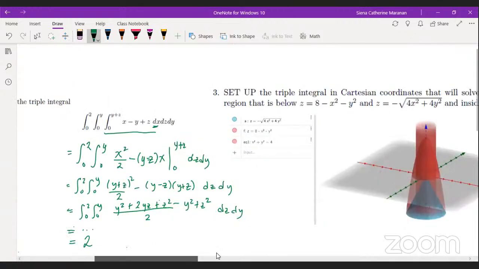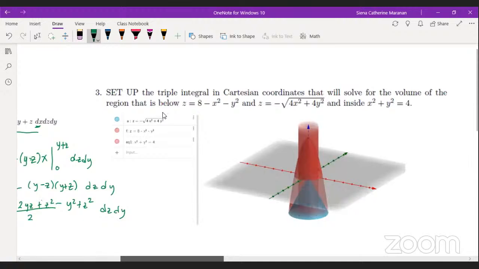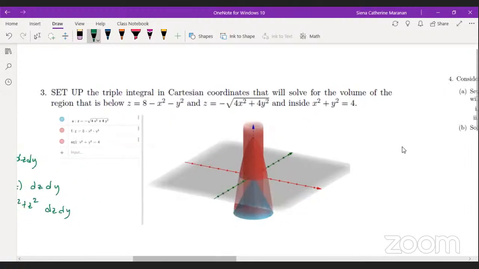Okay, next one. Like for item number 3, so this is just the setting up triple integral. Okay, that will give us the volume for the region described by this. Actually, dito sa item na to may kulang ako. May kulang dito. This should be above.